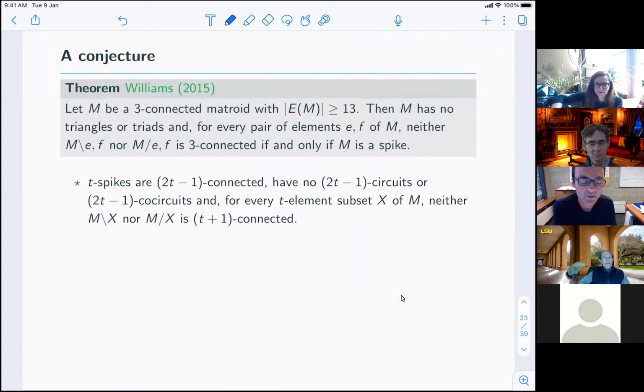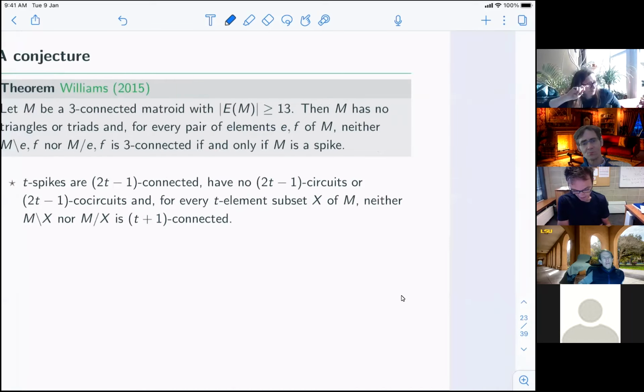So why not T-spikes? Well, T-spikes are 2T minus 1 connected. If T was 2, then I'm 3-connected. They have no 2T minus 1 circuits or 2T minus 1 co-circuits. And for every T-element subset, neither the deletion nor the contraction is T plus 1 connected. So T-spikes have those properties, and Rattel et al. established those properties in that paper, the same paper those previous results are in.